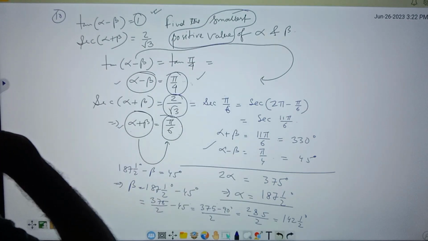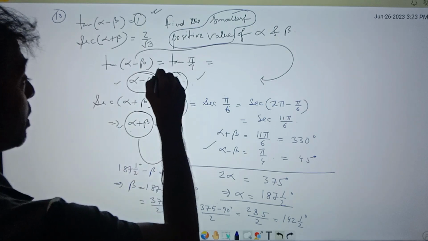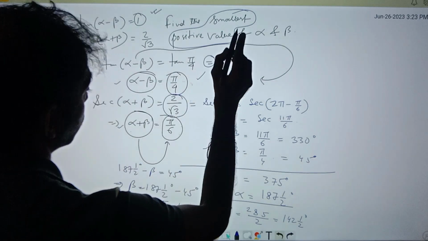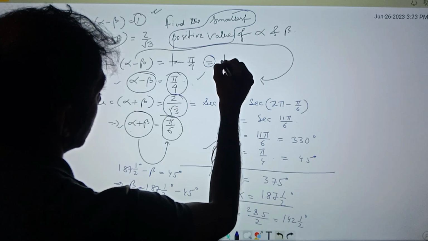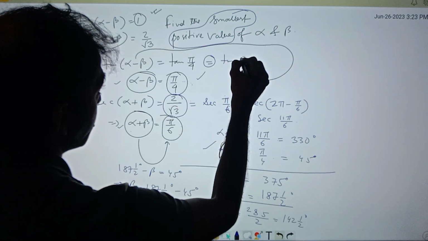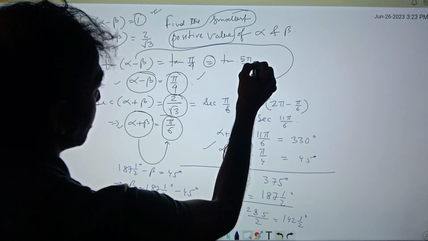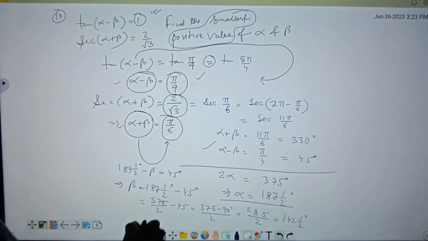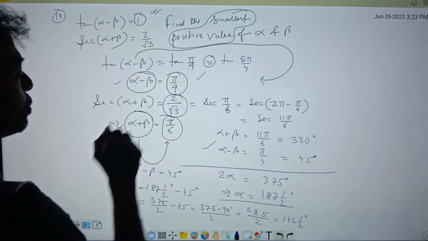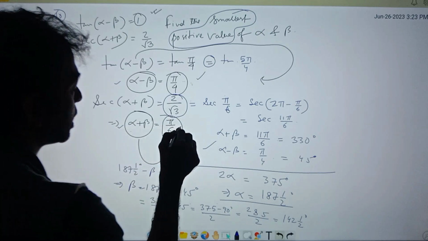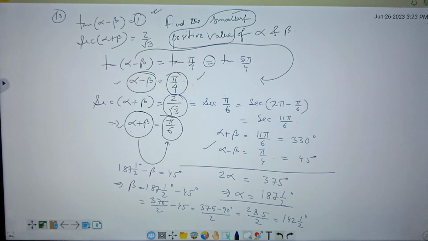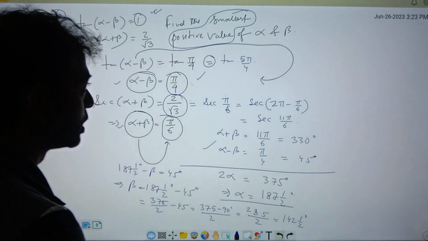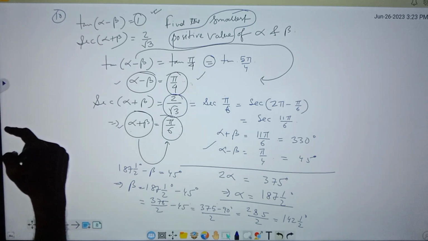And when we have written that tan of alpha minus beta equal to tan pi by 4, I think I have written tan 5 pi by 4, right? Tan 5 pi by 4, that is 225 degree. So if alpha minus beta equals 225 degree and alpha plus beta equals 30 degree, you will also get the negative values of beta here. So actually that will not be the result here.